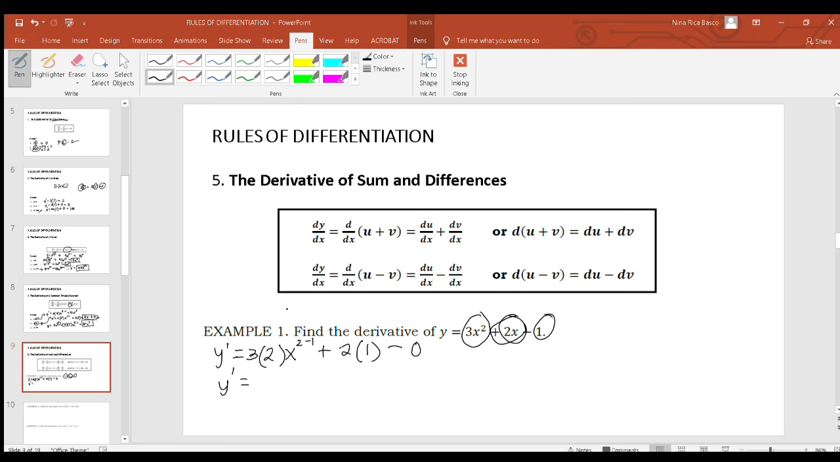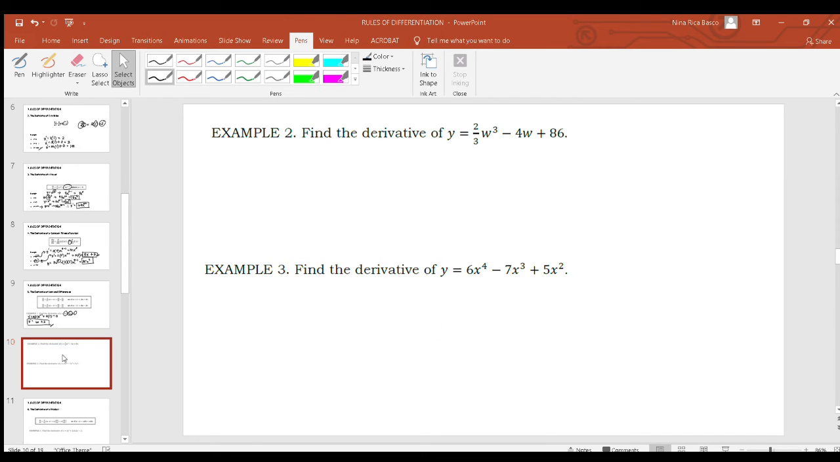Then, i-simplify natin yung derivatives natin. Magiging 3 times 2, 6x raised to 1 or 6x. Bakit ko pa nilagyan ng 1? 6x plus 2. Yun yung sagot natin. 6x plus 2. How about the next example?